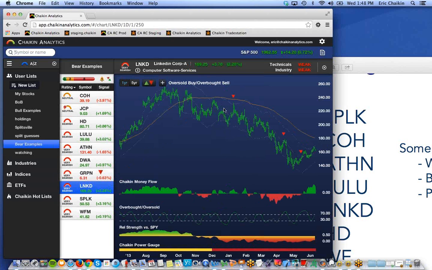LinkedIn, here's a stock that went bearish right at the beginning of December. Now, it was already below its long-term average. So now you're starting to get that setup I talked about. You're starting to see a falling long-term trend right there in December, with the stock rallying to use it as resistance, and the stock went bearish.